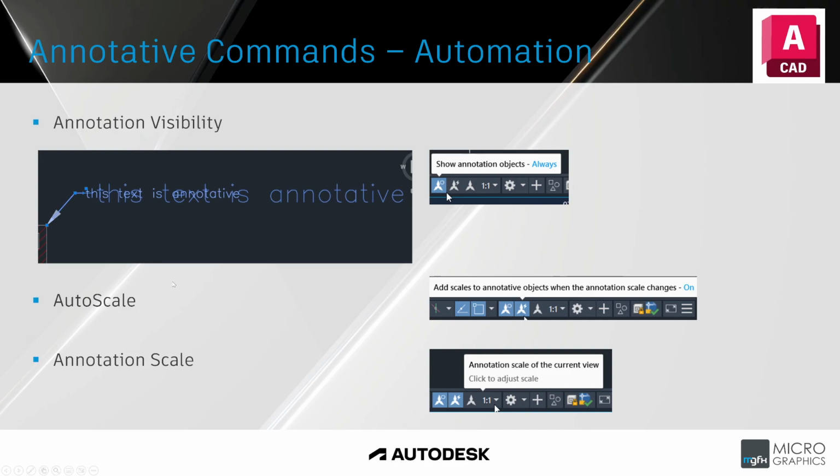The second one is auto scale. The first one, annotation visibility, is just to see if you've actually added any scales to this. Now, by default auto scale is off. If I have auto scale on, then as I select different annotation scales with the third one over here, it will automatically add those scales to any annotation objects that I've already created.